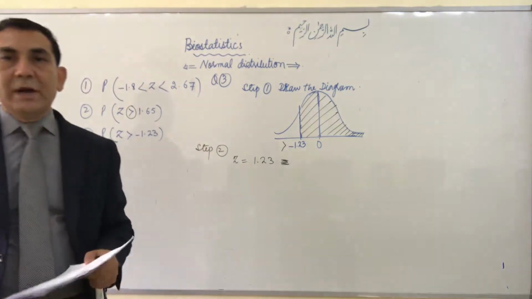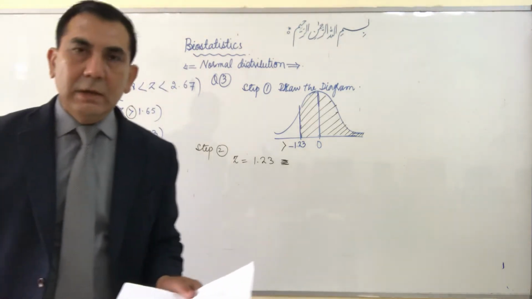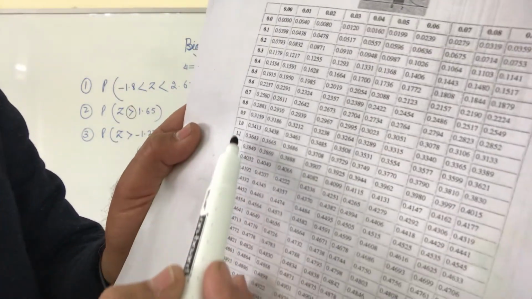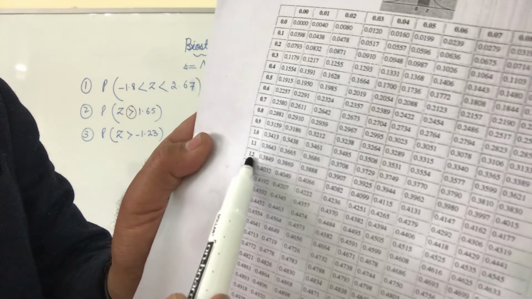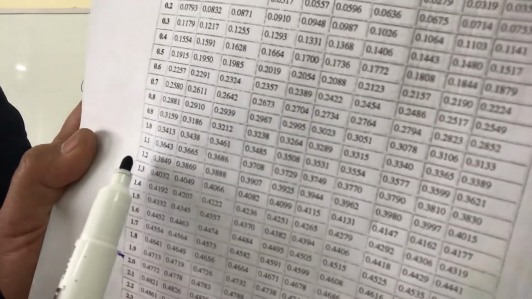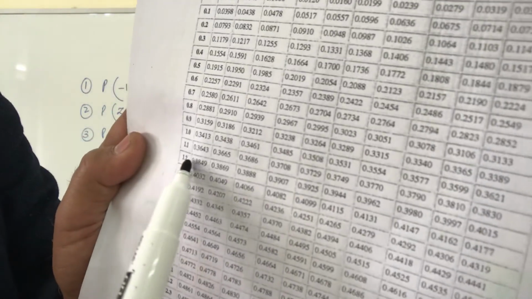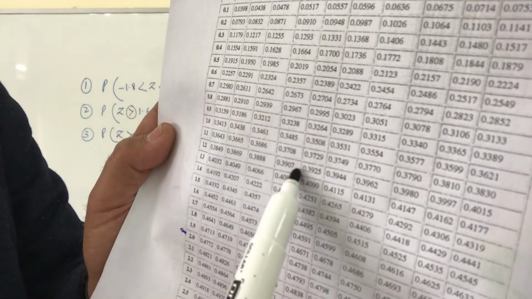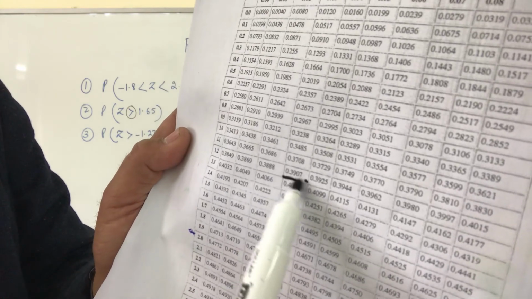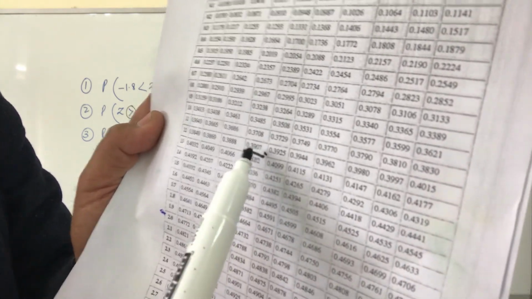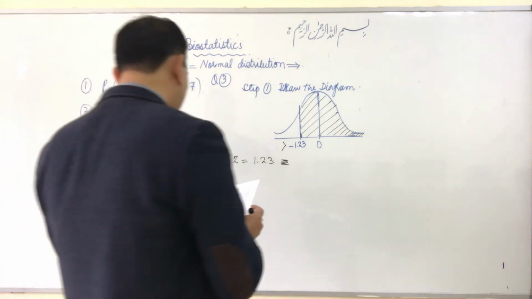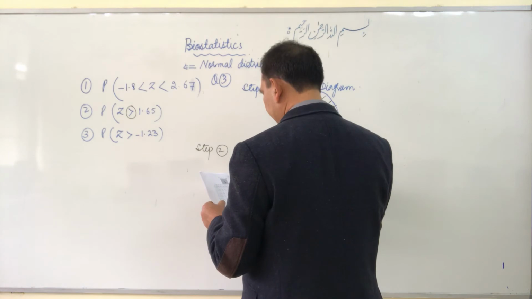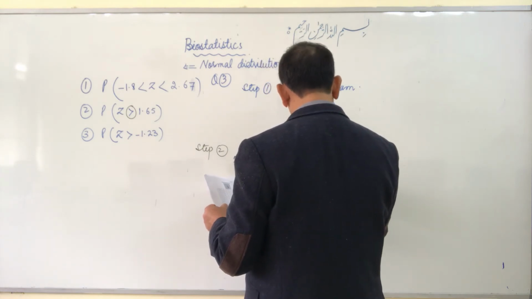So now we find the 1.23 area. In the row we go to 1.2, the first decimal, then to the column 0.03, that is 1.23. What is the value? 0.3907. For 1.23, the value is 0.3907.